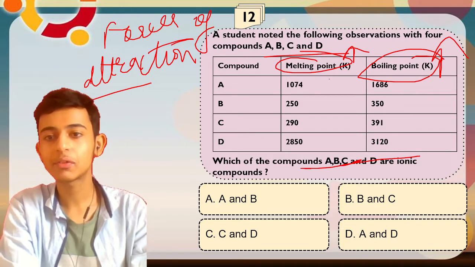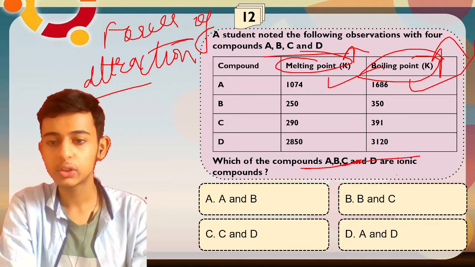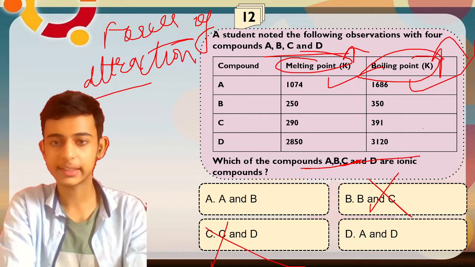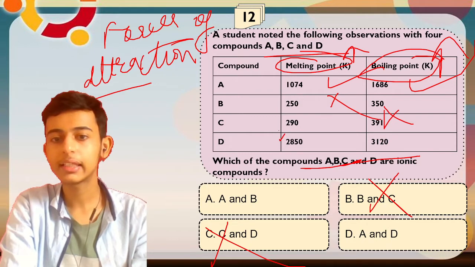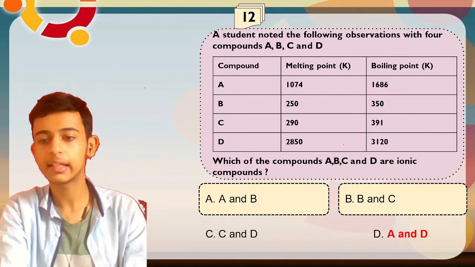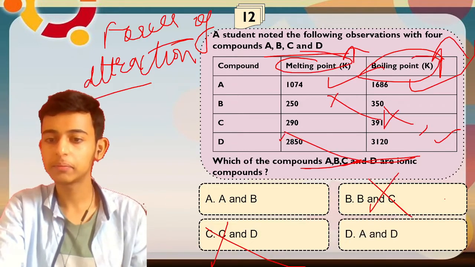So 1074, 1686, yes, A is there. So B, C eliminated, D is there. B 250, 350, wrong. C 290, 391, wrong. So the answer is A and D. Clear?